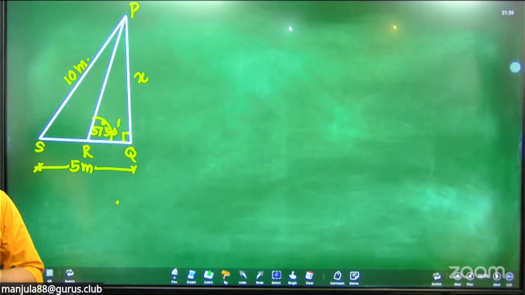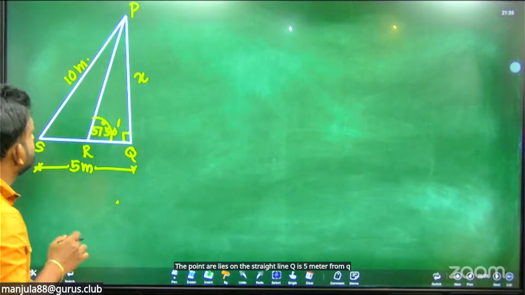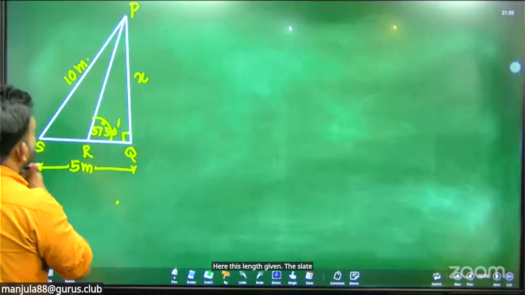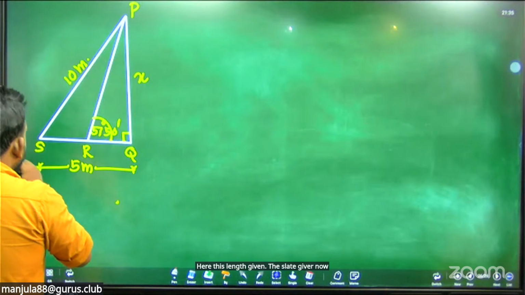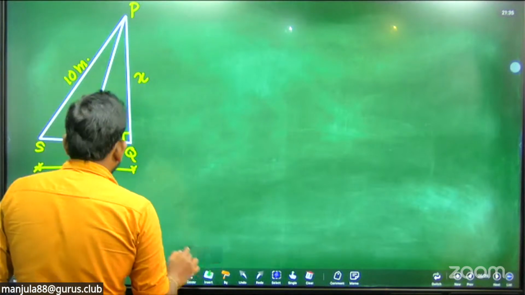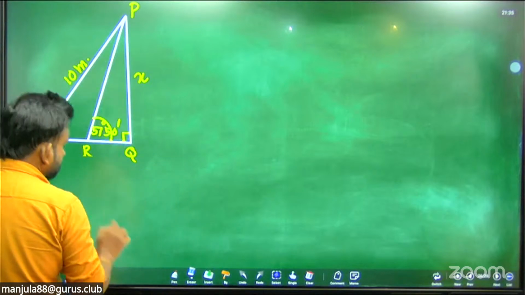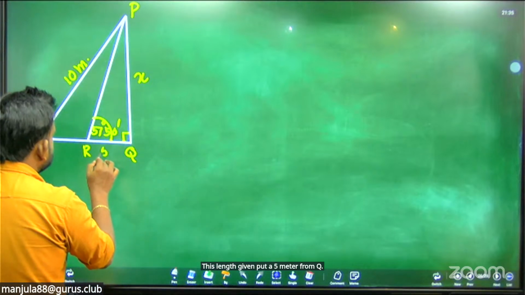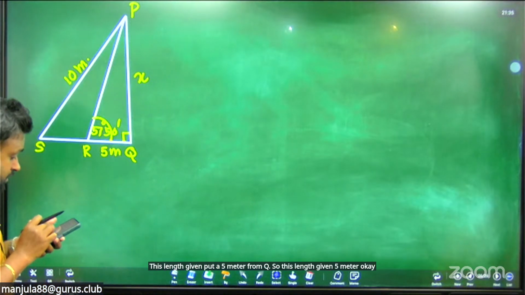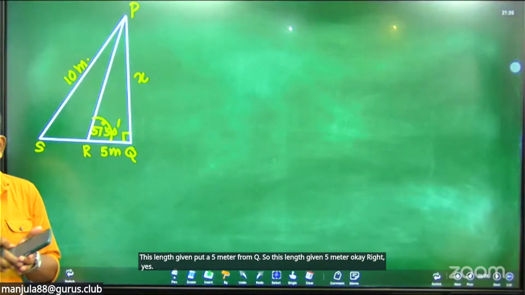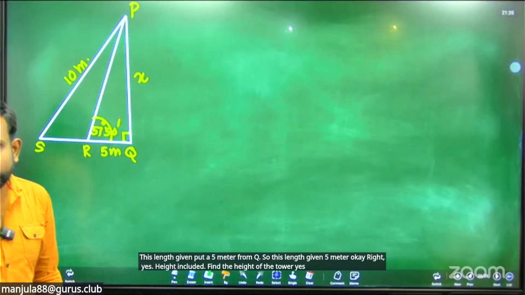The point R lies on the straight line QS, 5 meters from Q. Here this length is given, this length is given, 5 meters from Q. So this length is given as 5 meters. Find the height of the tower. Yes, RQ equals 5.